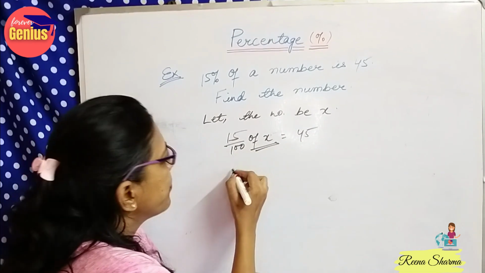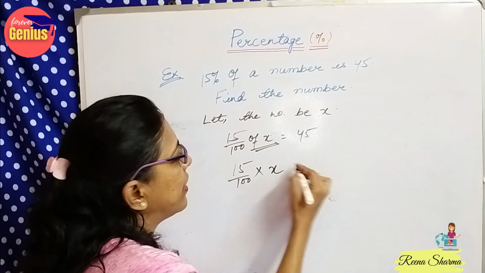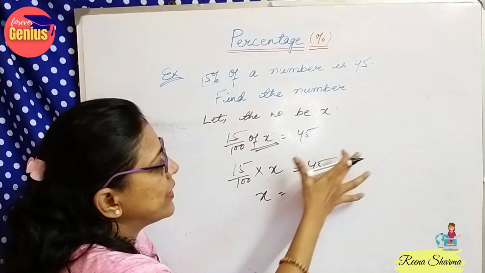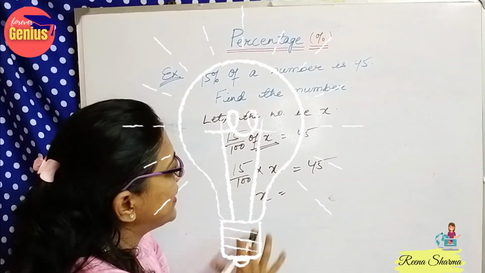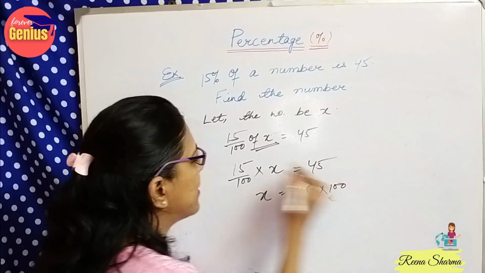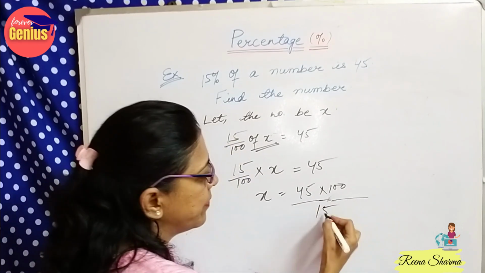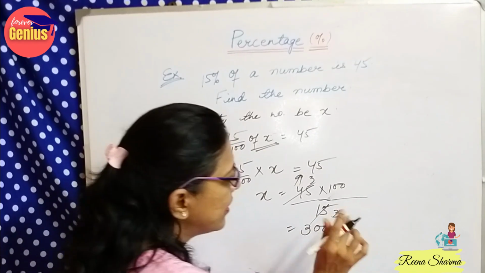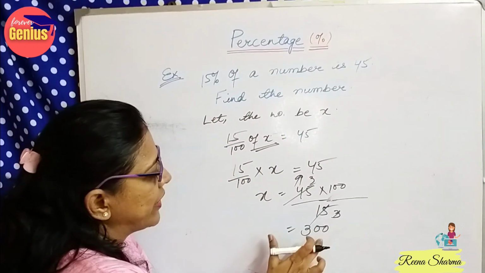So now 15 by 100 into x, where of means multiply, equals 45. Just follow the equation form, algebraic: side change, sign change. So 45 is divided, it will become multiply, and 15 is divided, it will become multiply here. So if I calculate, the original number is 300. So 15% of the number is 45, and the number is 300.